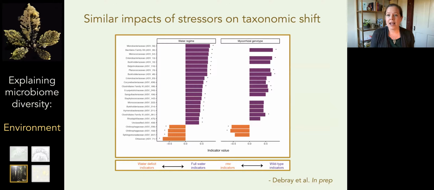The other nice thing about this is you can look at specifically who is lost and who is gained. And so in the purple here, under the water regime, so with high water on the right and low water on the left, or in terms of mycorrhizal association with the wild type on the right and the mutant on the left, we see amazingly parallel shifts in who's enriched in wild type and water in the purple and which taxa are depleted. So in other words, they're found more under drought or in the mutant type.